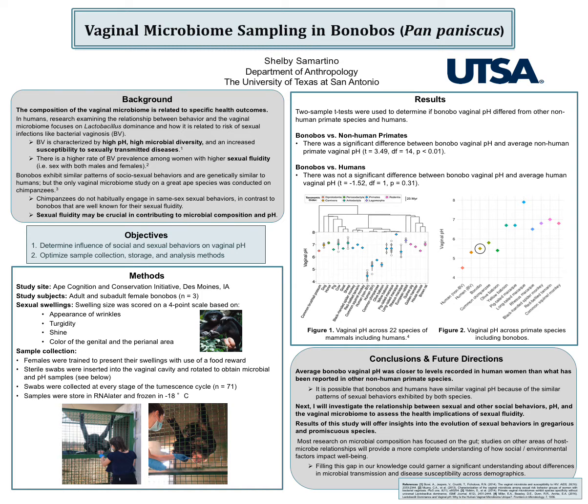BV is characterized by high vaginal pH, high microbial diversity, and an increased risk to other STDs. It's also been shown that BV is more common in women exhibiting more sexual fluidity, that is, women who have sex with both males and females. Thus, since bonobos also exhibit similar sexual fluidity and are also genetically similar to us, it's of interest to further investigate how these sexual patterns are contributing to microbial composition and pH in a non-human model.